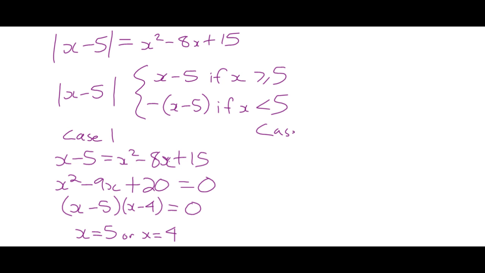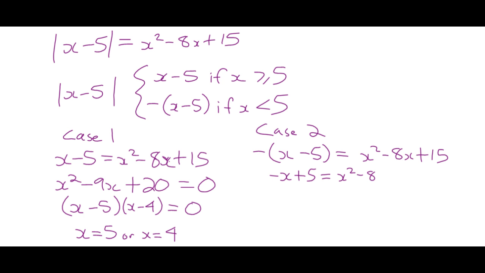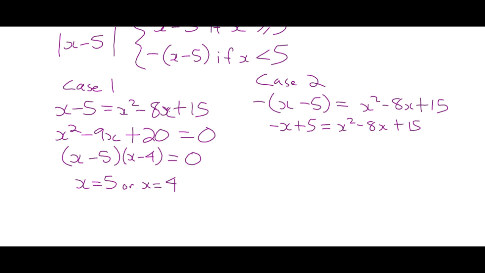Got case 2. Case 2 is the negative of x minus 5 is equal to x squared minus 8x plus 15. Okay, we'll just distribute the negative through the left side, right? Get negative x plus 5 is x squared minus 8x plus 15. Okay, add x to both sides, right? So you get x squared, going to add x, so minus 7x, going to subtract 5, plus 10, and that's going to be equal to 0, right? Because there's nothing on the left side now, and then I'm switching sides.